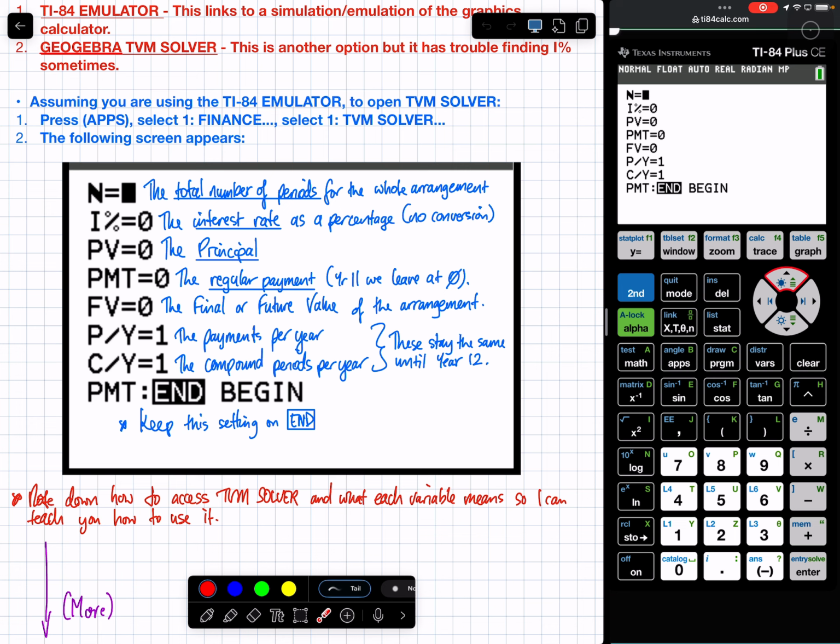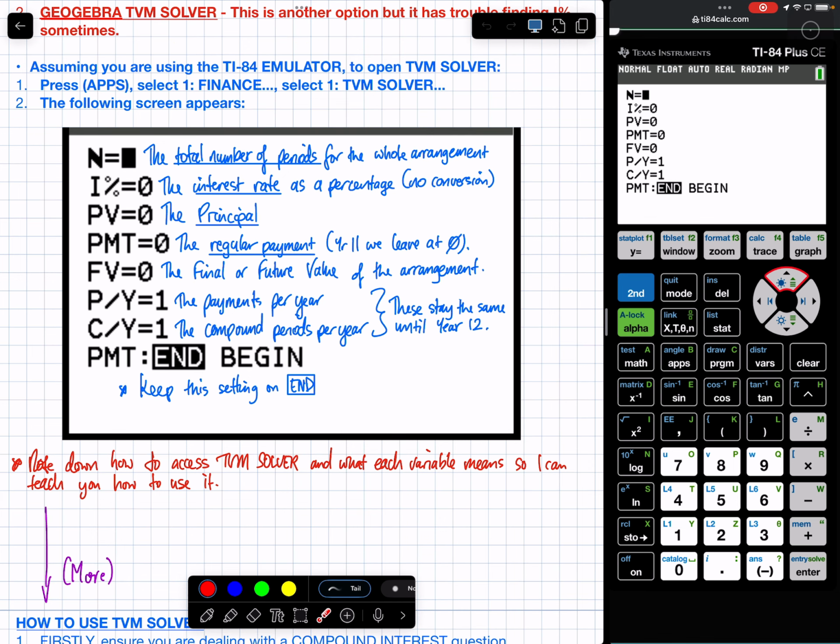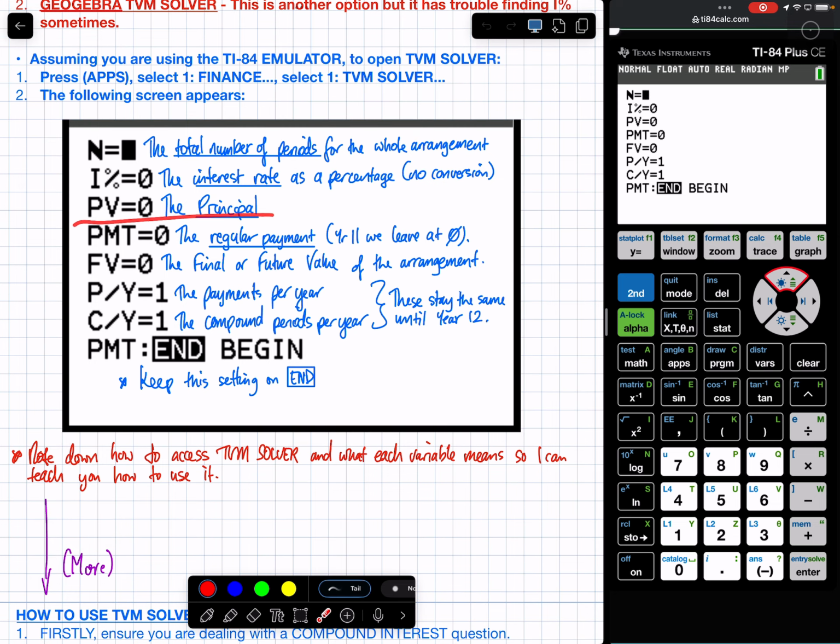I is the interest rate as a percentage, so you don't need to convert it. So previously in the formulas that we're doing, if you did 5%, you needed to make it 0.05. When you're using TVM Solver, if it's 5%, you just type 5. No conversion required. What does PV stand for? PV is the principal. So that's a familiar term that we've handled previously.